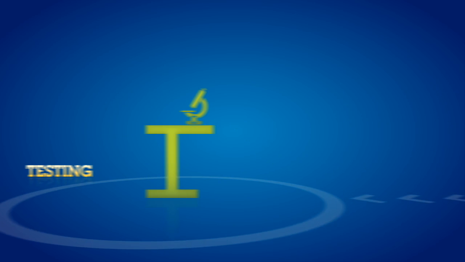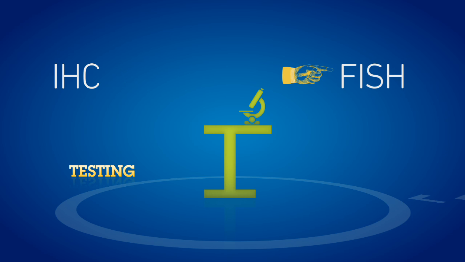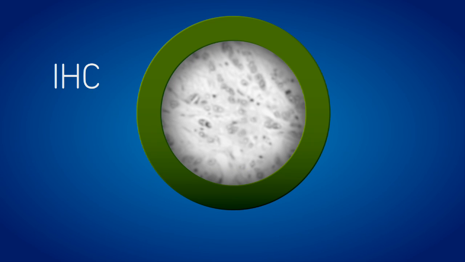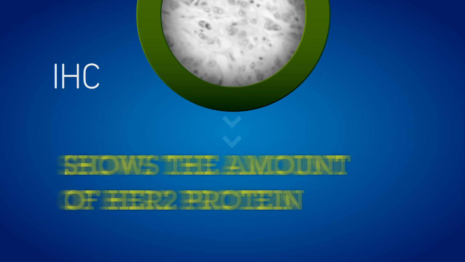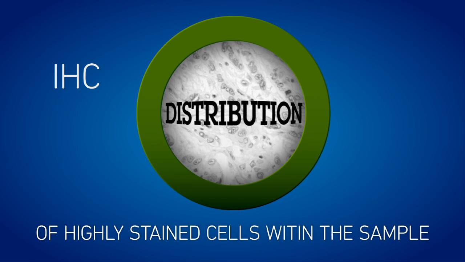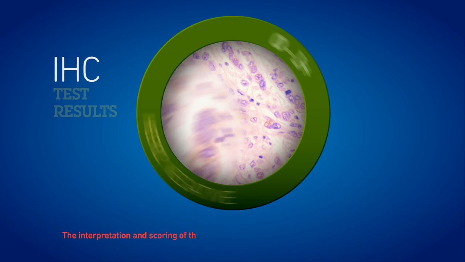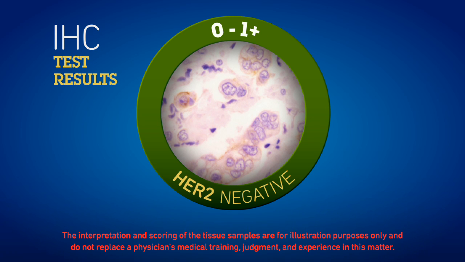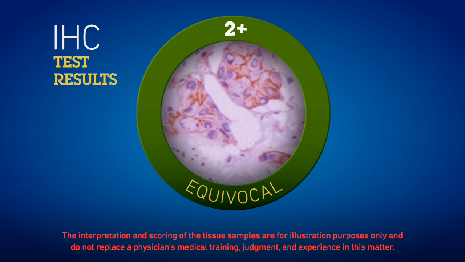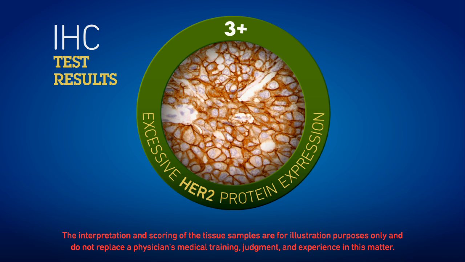The most commonly used FDA-approved methods for determining HER2 status are IHC and FISH. IHC testing shows the amount of HER2 protein on the surface of a tumor cell, as well as the distribution of highly stained cells within the sample. IHC stains the sample using HER2 antibodies and a chemical detection method. IHC test results are scored negative 0 to 1+, equivocal 2+, or positive 3+. An IHC score of 3+ means there is excessive HER2 protein expression.